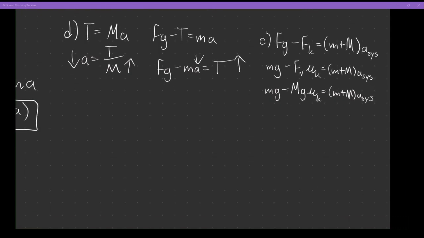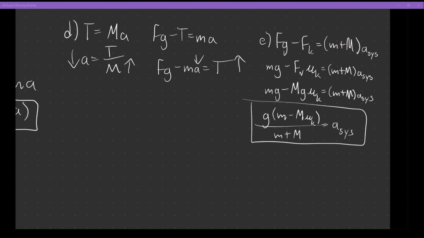But then I can factor out a g right here. So it would be g times m minus big M mu k. I can divide over this m plus big M, which gives me a of the system. There you go.